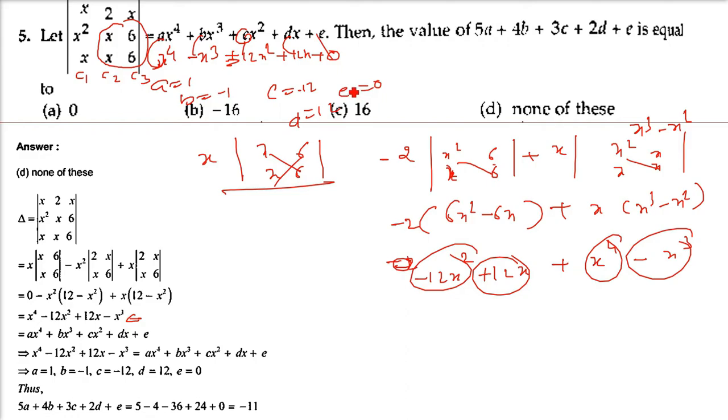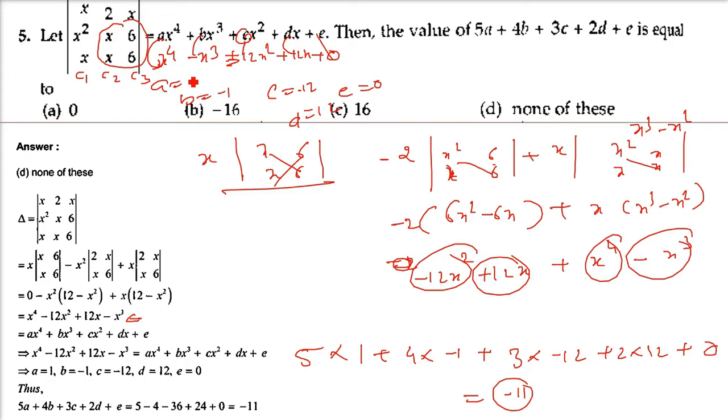Now you have the A, B, C, D, E values. Now 5 into A, that is 5 into 1, plus 4 into B, B is negative 1, plus 3 into C, C is negative 12, then plus 2 into D, D is positive 12, and E of course is 0. So this is going to be minus 11.